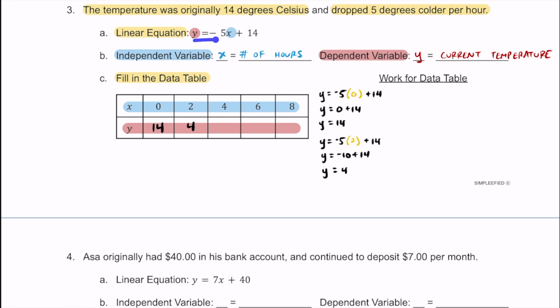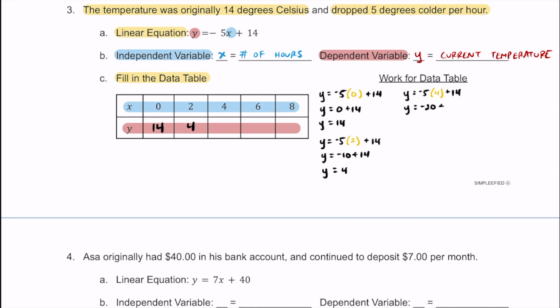Here's our third scenario. Take this equation. Now x is 4, so 4 hours goes by. So let's go ahead and substitute that in. We're going to get y is equal to negative 5. Let's go ahead and multiply that by 4 this time, because 4 hours goes by, plus the original temperature of 14. So negative 5 times 4, that's going to be negative 20.